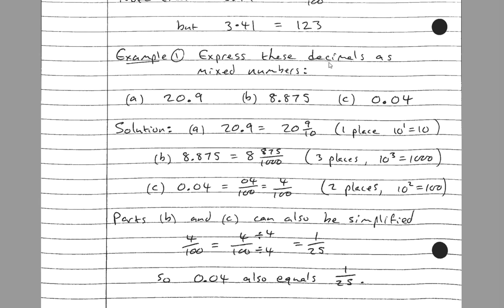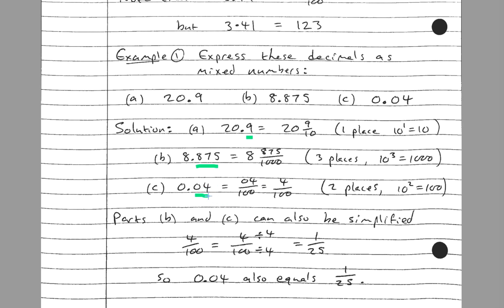Example 1, express these decimals as mixed numbers. Part A, 20.9. Part B, 8.875. Part C, 0.04. All right, so it's all about counting the places. Right here we have 1 place in the first one, so we just need a 10 on the bottom. 20 and 9/10. Here we have 3 places, so we need 10 to the power of 3, 1,000 on the bottom, so 8 and 875 thousandths. So 3 places means a 1 with 3 zeros.